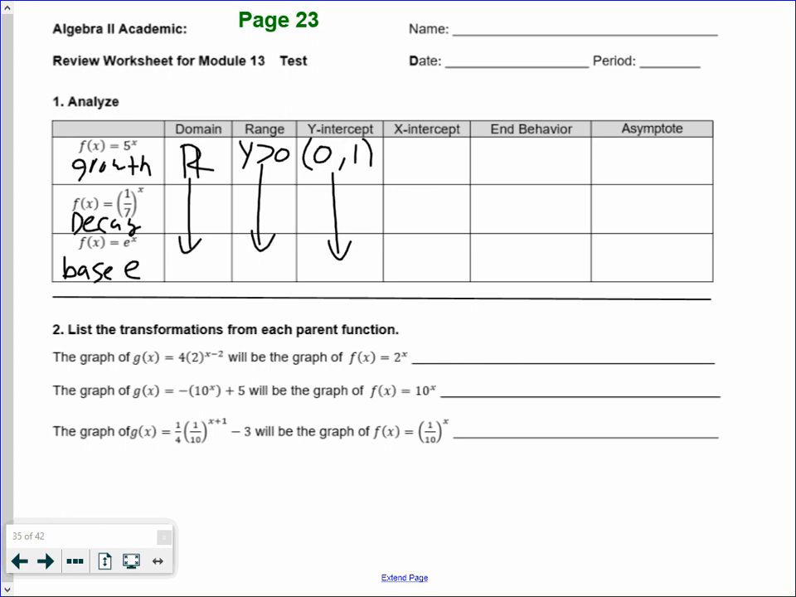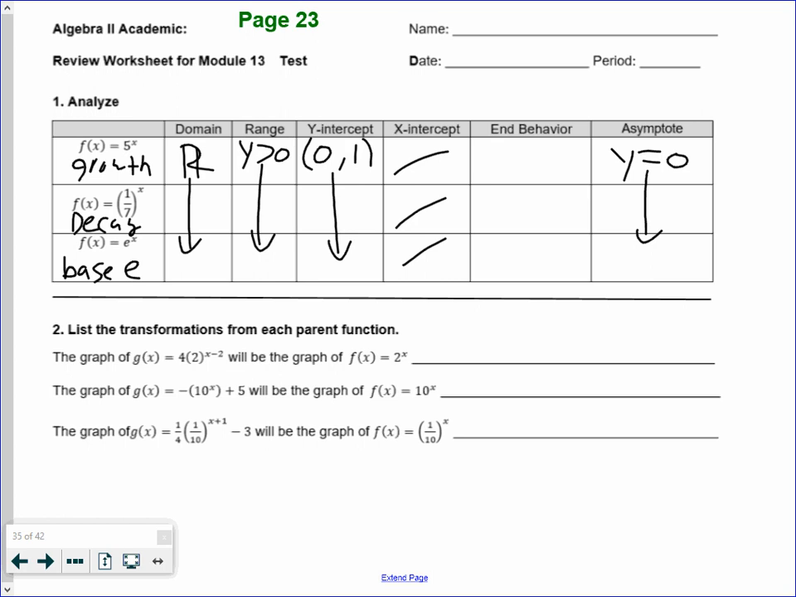The x-intercepts for all three of these, we don't have an x-intercept, and that's because x-intercepts happen when y is 0. And we said that we have an asymptote at y equals 0, which is at our k value. So if we have an asymptote at y equals 0, that means we can't have an x-intercept, because you cannot cross your asymptote.